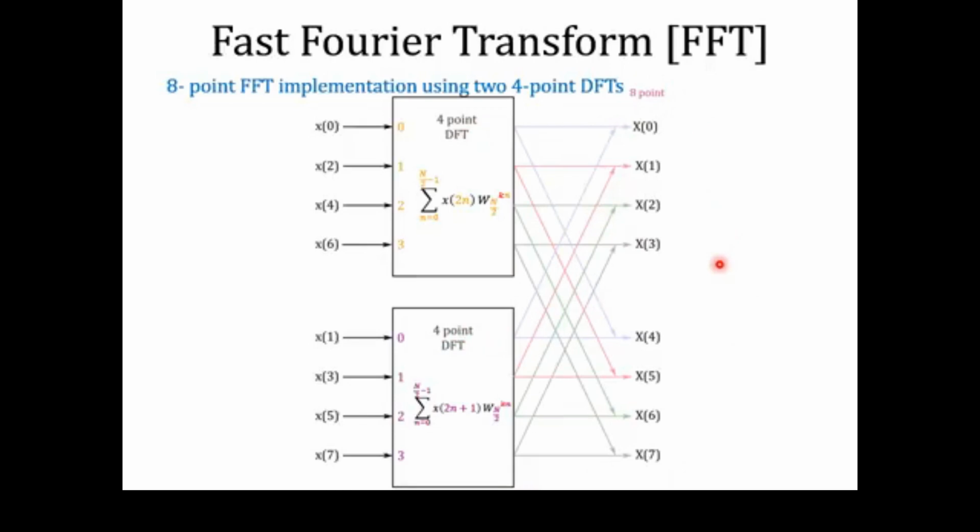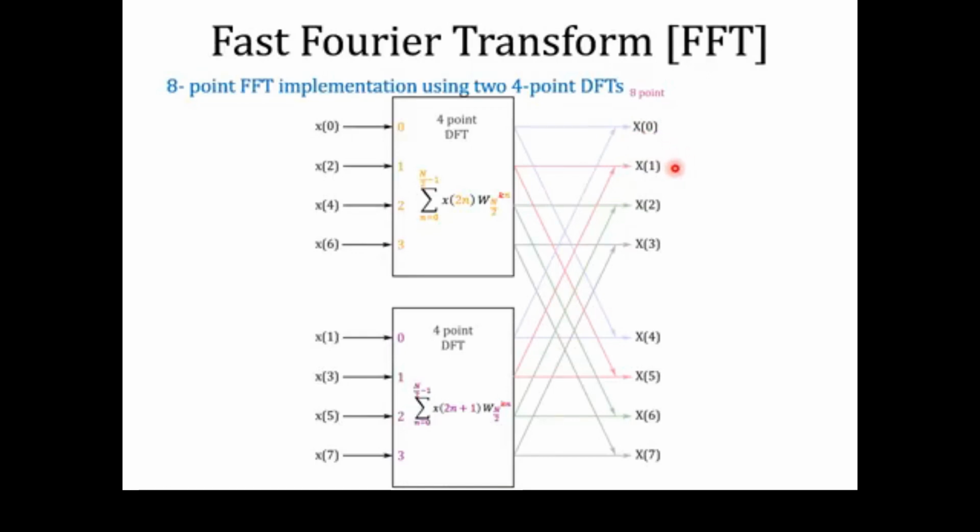But here, as you can see, we have not marked twiddle factors yet. In order to calculate a single frequency domain coefficient value, we will need a single twiddle factor value. For example, for X of 0, we will need the W80 twiddle factor value.